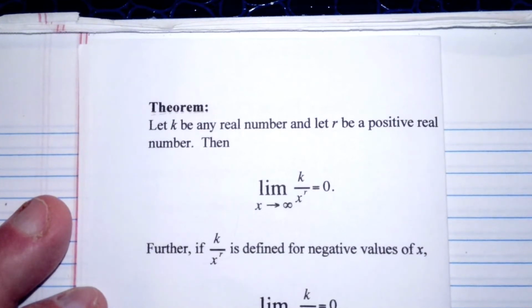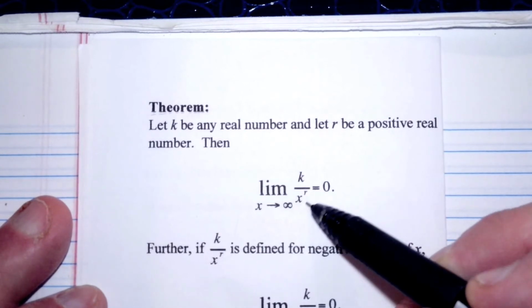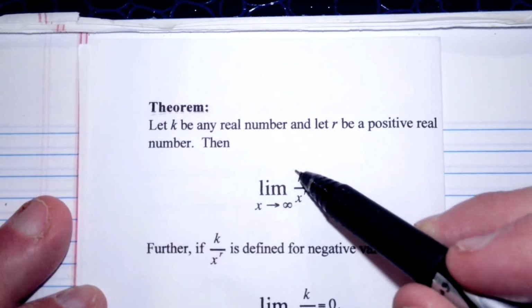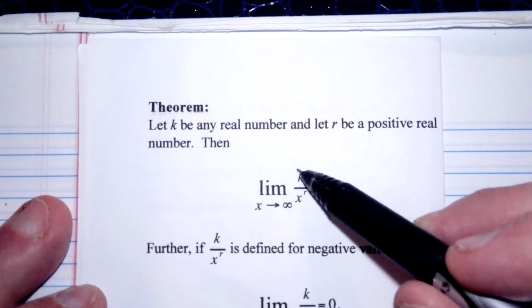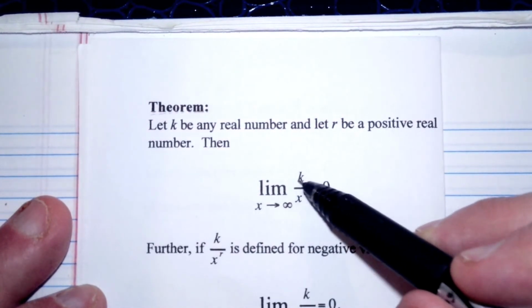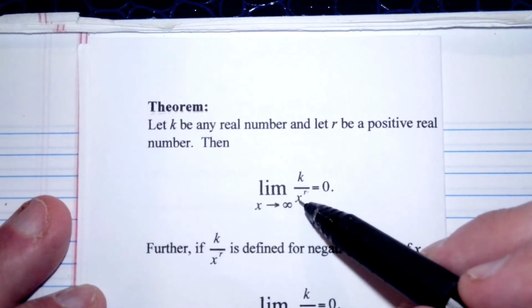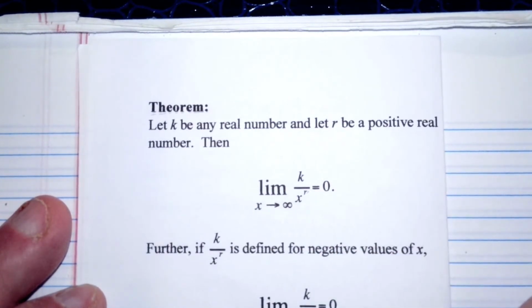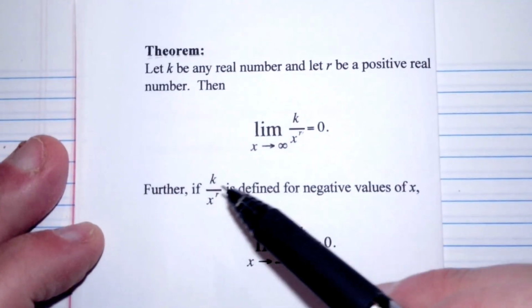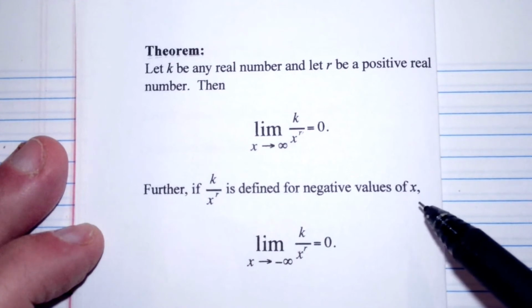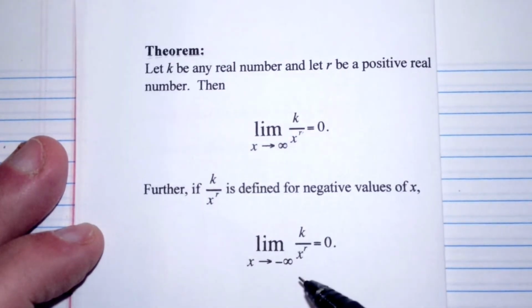So here's a result which will be useful. Let k be any real number, and let r be any positive real number. Then the limit as x tends to infinity of k over x to the r power is 0. So x to any positive power down here in the denominator, and then k can be any real number. As long as it's fixed, we're dividing this fixed real number by values of x that are getting larger and larger, and so that limit is 0. Further, if k over x to the r is defined for negative values of x, then the limit as x tends to negative infinity of k over x to the r is 0.